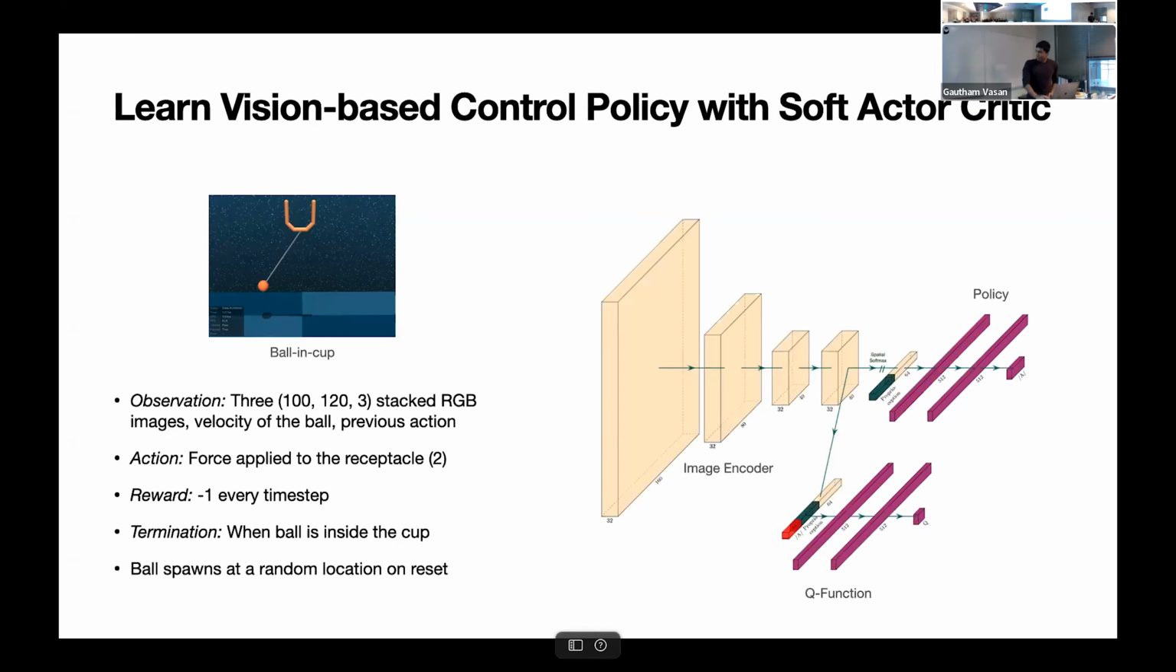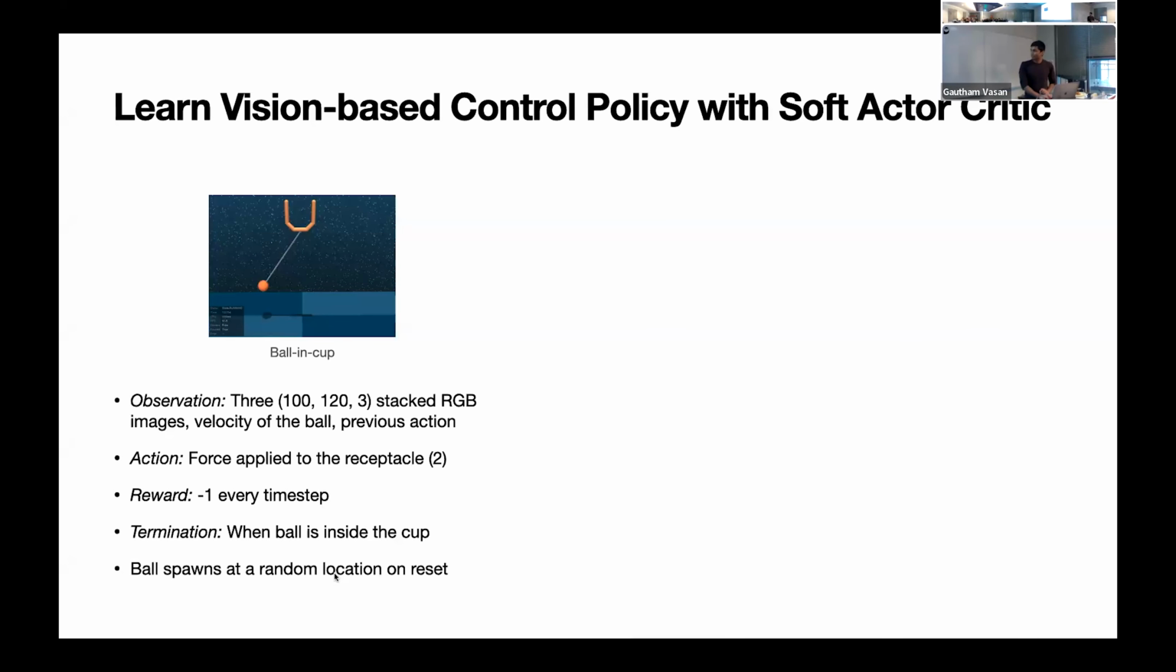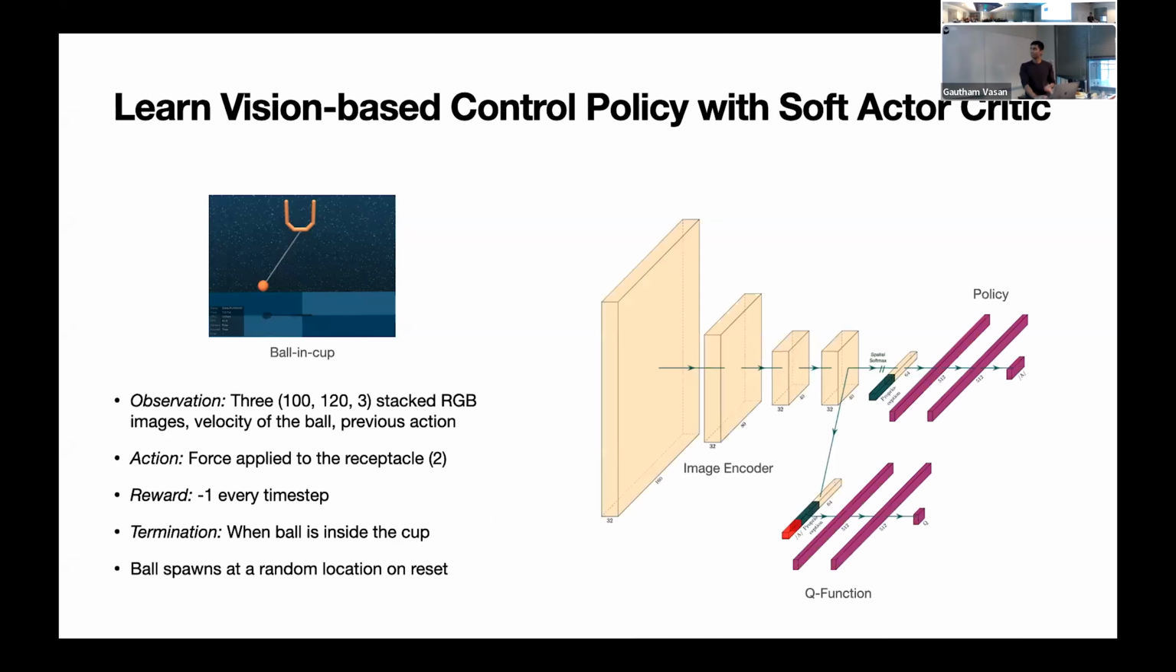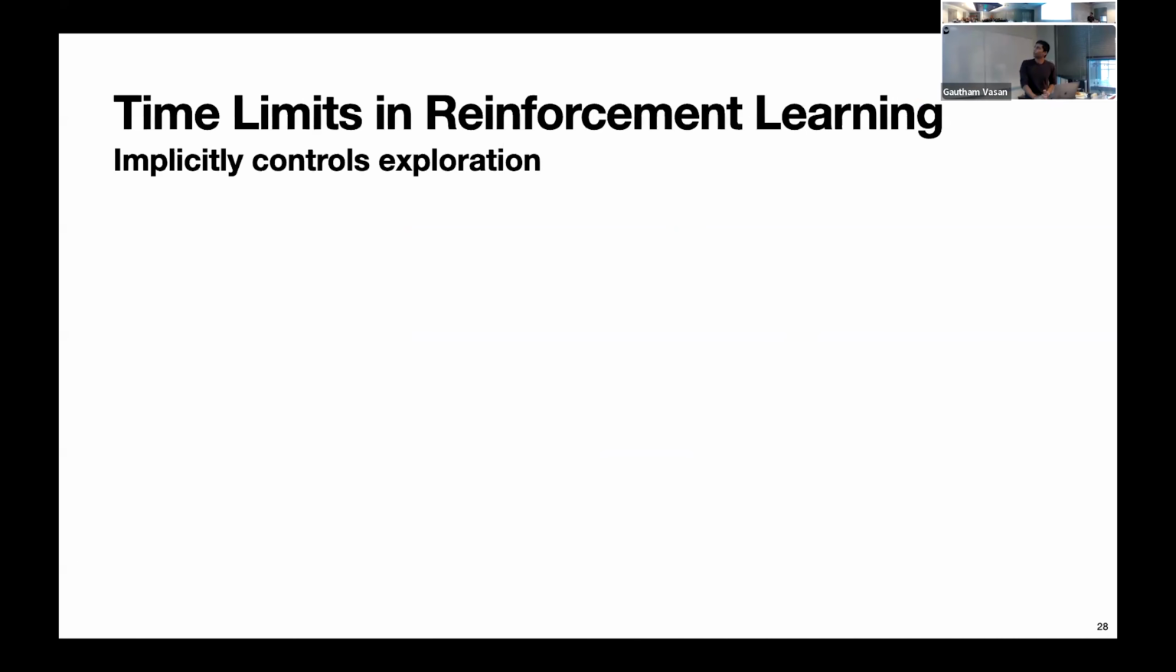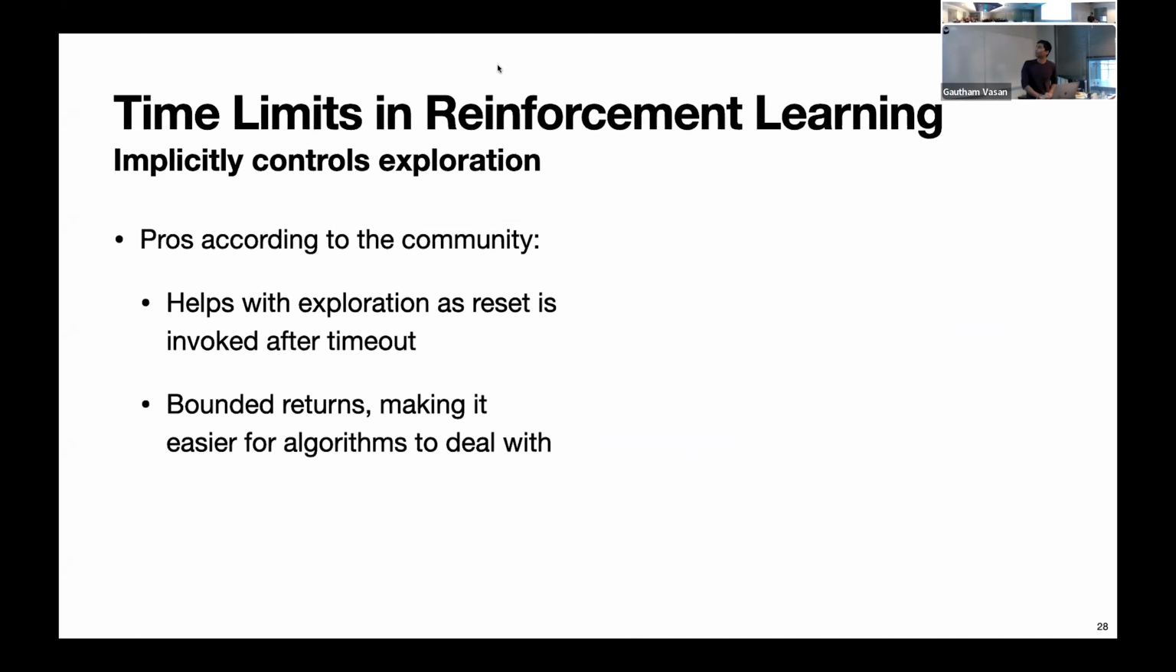So here we are saying that the ball will spawn at a random location based on reset. So this is the benchmark task. We haven't changed anything except this reward here. So this tells us something interesting. We have exploration, which can either be controlled using the initial policy, or it's somehow implicitly controlled by this reset. Because when you reset, you just spawn in a random location, and it's somehow helping you with diversifying your experience. So people have been using time limits in reinforcement learning to do exactly that.